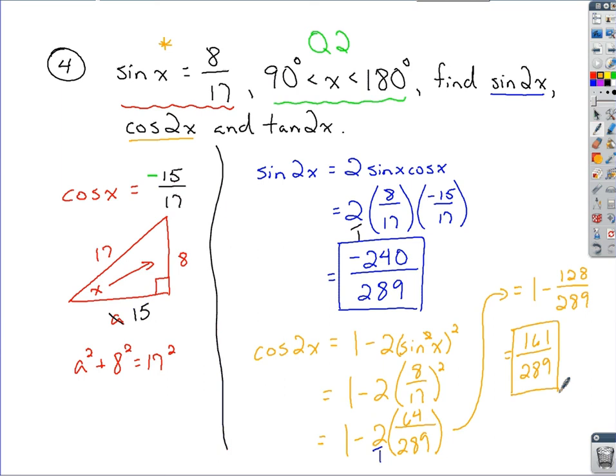Since we've done all that dirty work, that makes finding the tangent of 2x not such a big deal. Tangent of 2x. We now know that the tangent of 2x is sine of 2x over cosine of 2x. So here's my sine of 2x answer, my cosine of 2x answer. If I put one over the other, the 289s cancel out, and you're left with the negative 240 over the 161.